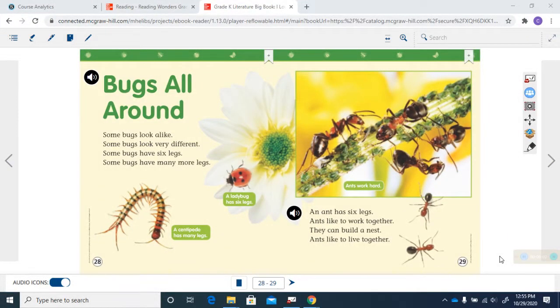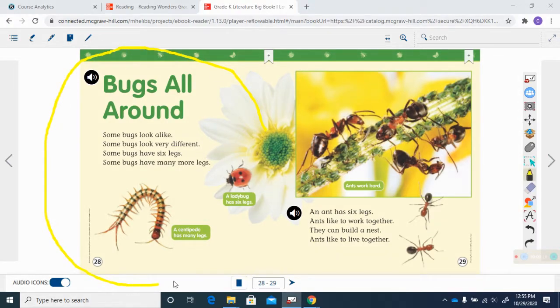Today we are going to read the story Bugs All Around. Look at this page right here, page 28. I'm going to circle it for you. Look at the different bugs. How are some bugs alike, do you think? Looking at the pictures, we'll read it, but tell me just looking at the pictures.